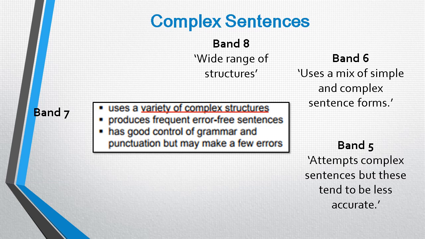You need to be using a mix of them in band 6, but to get a band 7, you need to be able to make a variety of complex sentences. And you need to be getting these correct most of the time that you're writing them. But don't worry, this is really not as hard as it sounds.